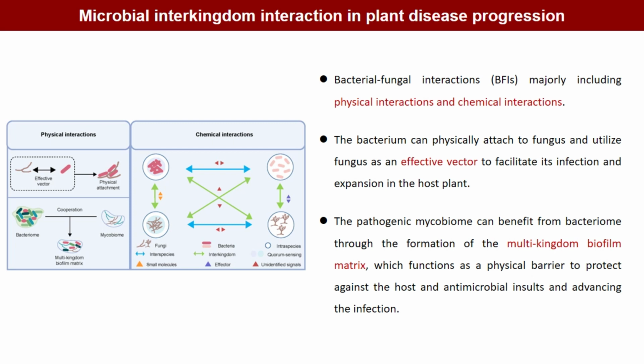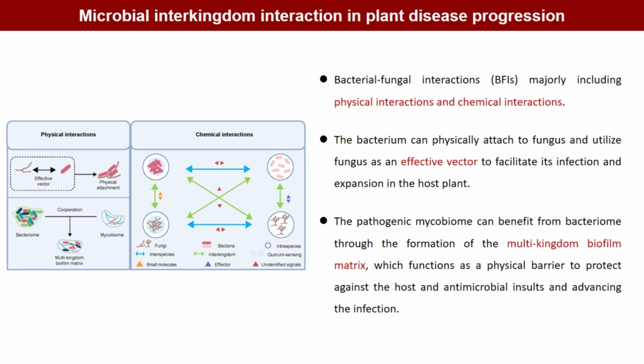In plants, intramicrobiome interaction is not limited to the intra- and interspecies level, but is also featured by interkingdom interactions and bacterial-fungal interactions majorly, including physical interactions and chemical interactions. Investigation of the specific cooperation mechanism of the assembled pathobiome has further shown that the bacterium can physically attach to fungus and utilize fungus as an effective vector to facilitate its infection and expansion in the host plant.